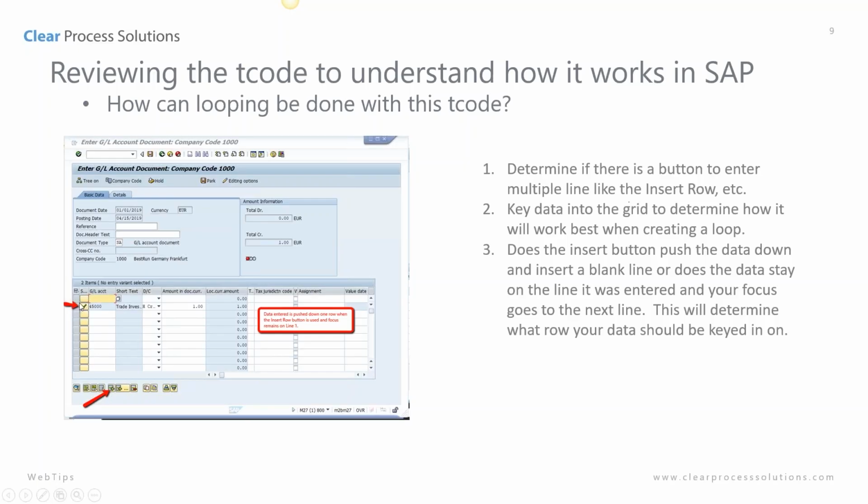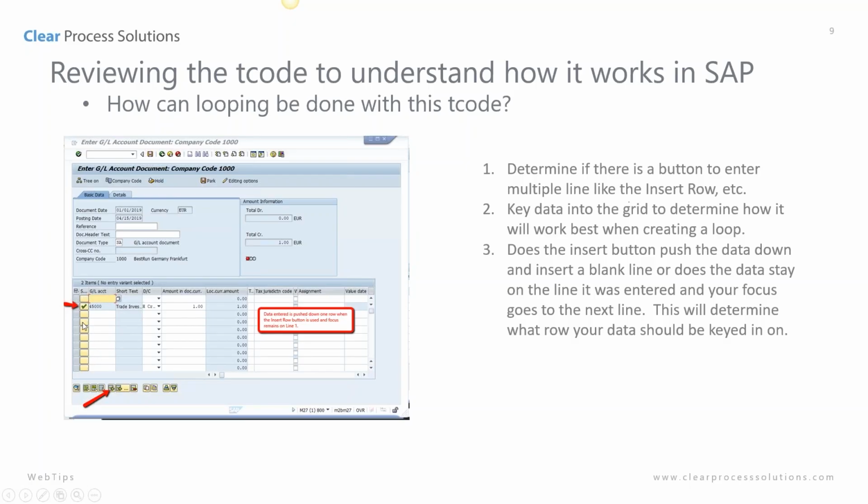We also found that if we enter on the first line, highlight the line, and hit the new row, it pushes our data down so that all of our data entry is done on line 1. And then the grid just continues to fill up. So key the data into the grid to determine how it works best to create the loop.